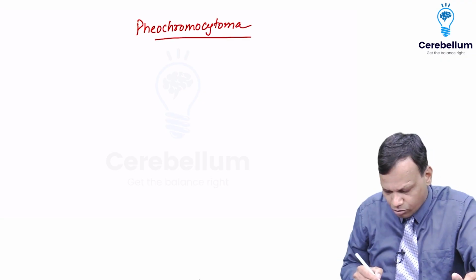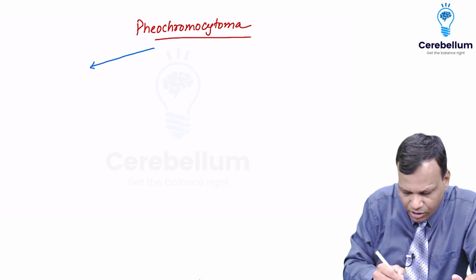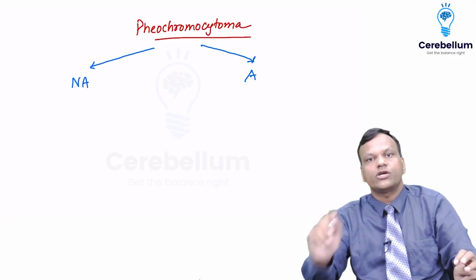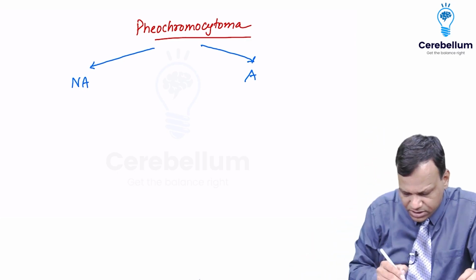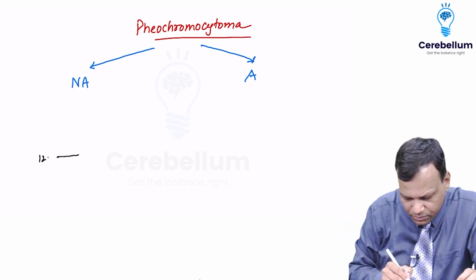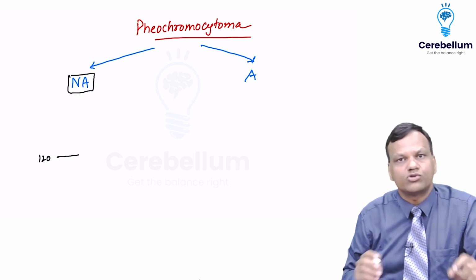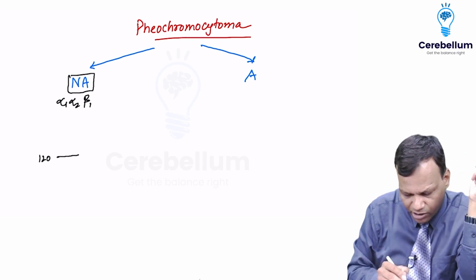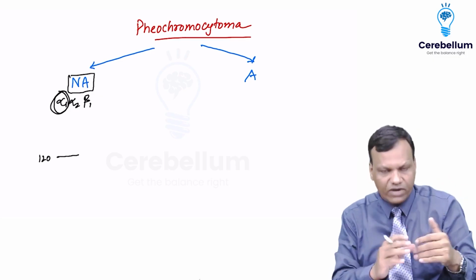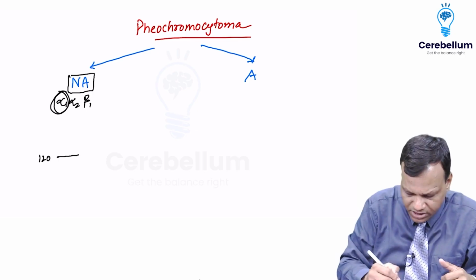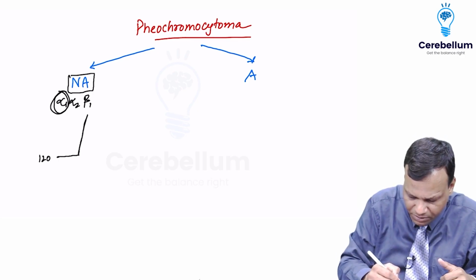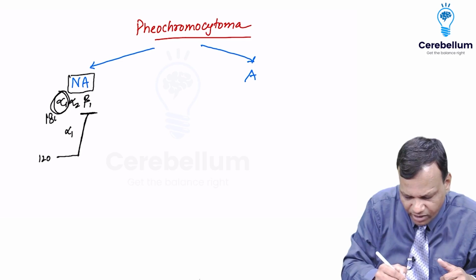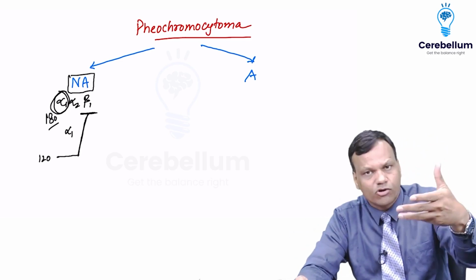Remember, there are two types of pheochromocytoma. Some people have noradrenaline producing pheochromocytoma. Some people have adrenaline producing pheochromocytoma. Now what will happen? This is the normal BP of 120 of a person, and this person has noradrenaline producing pheochromocytoma. If noradrenaline is produced, it can stimulate alpha 1, alpha 2, beta 1. By acting on alpha 1, it will increase the BP. So BP has nearly become 180. Remember, there is no beta 2 action, but alpha 1 can cause vasoconstriction.